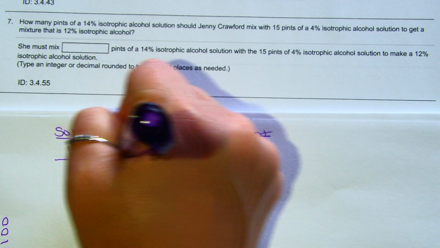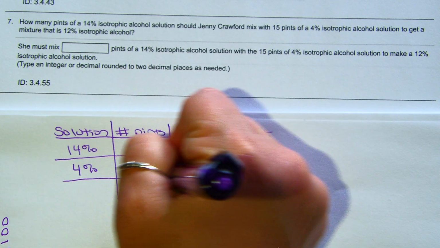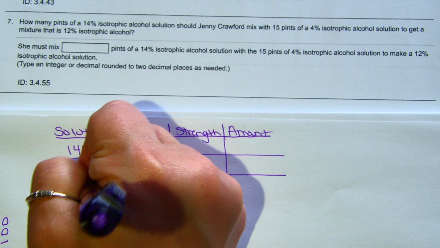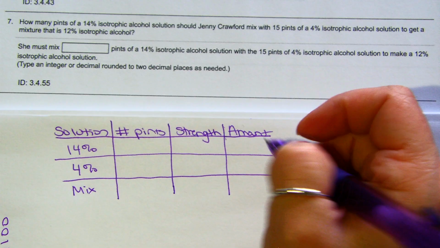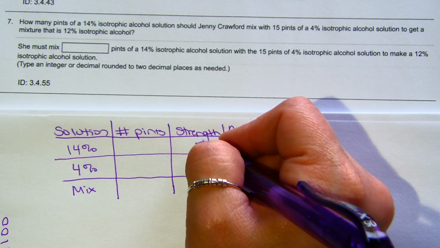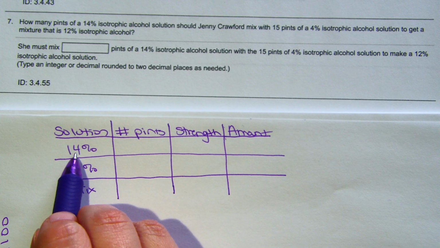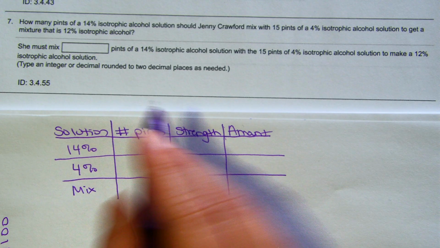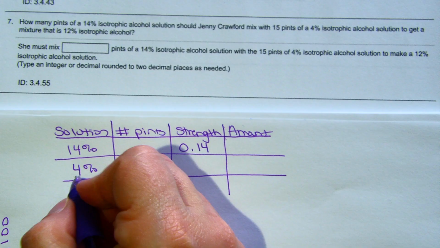I know the strengths of all of these because they give them to me, and honestly the strength is typically how we note what kind of solution it is. Just remember that when you're dealing with your strengths column, you have to convert your percentages into decimals, which means you take your decimal place to the left 2 places. So 14% would become 0.14. 4%, if we take it 2 places to the left, notice we'll have a gap, so that'll be 0.04, and it says our mixture is supposed to be 12%. So that'll be 0.12.